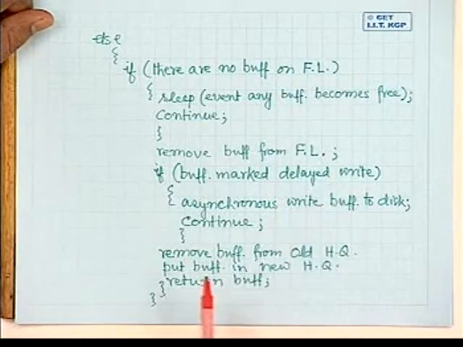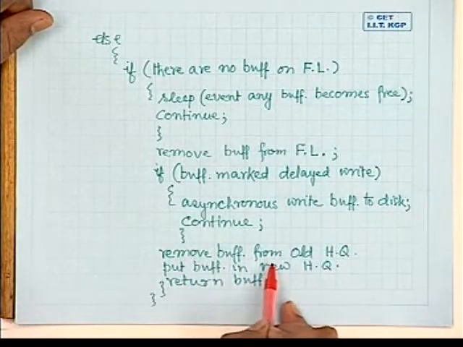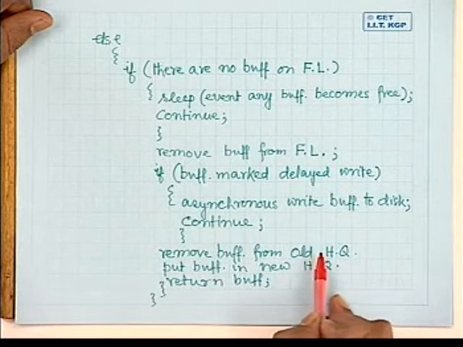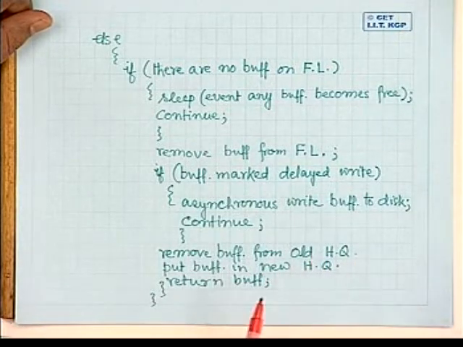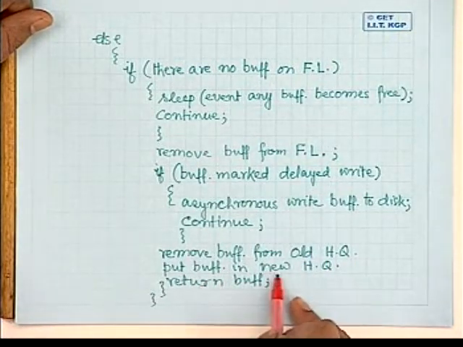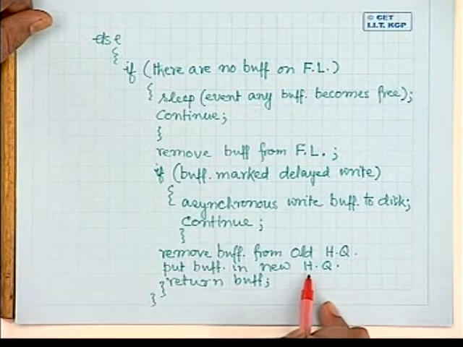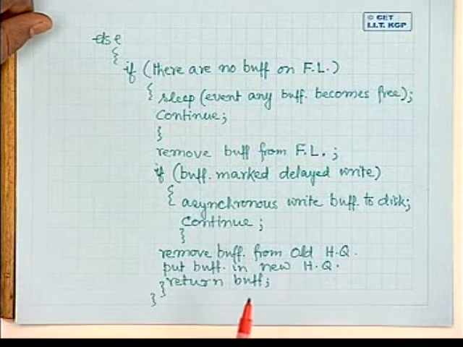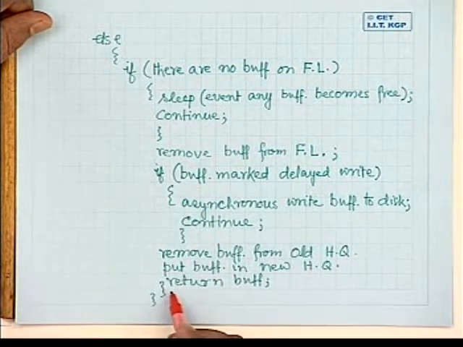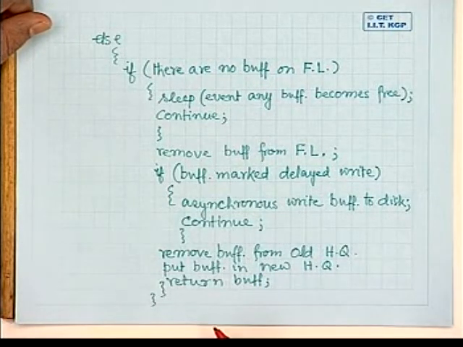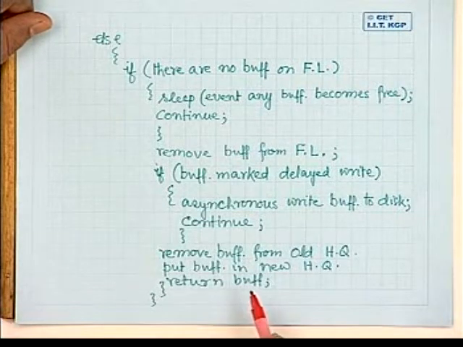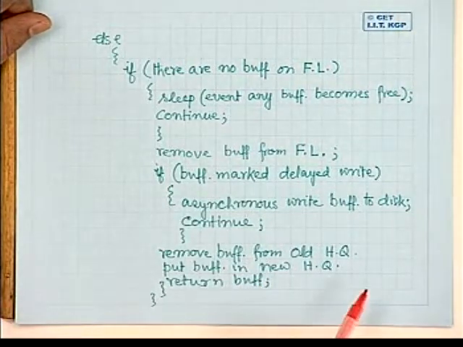But in case the buffer is not marked as delayed write, the buffer will be removed from the old hash queue, because it was containing some data and so was present in one of the hash queues. The buffer has to be put into the new hash queue, where the new hash queue depends upon which block of data is being read into the buffer, and the buffer will be returned to the process. Now this buffer can be used for reading in the new block.